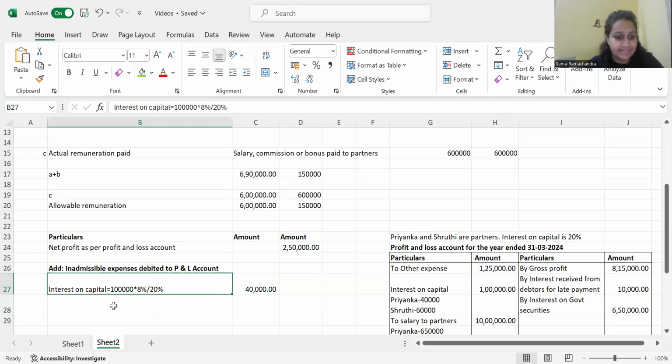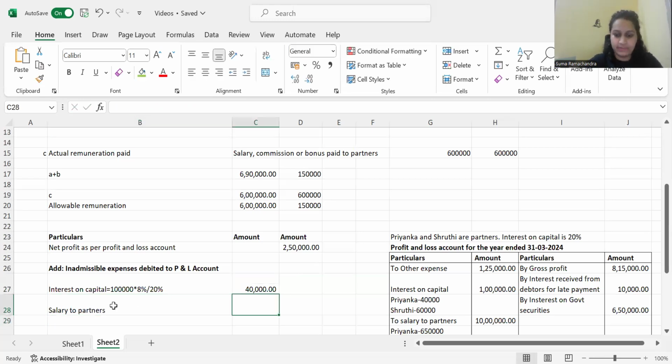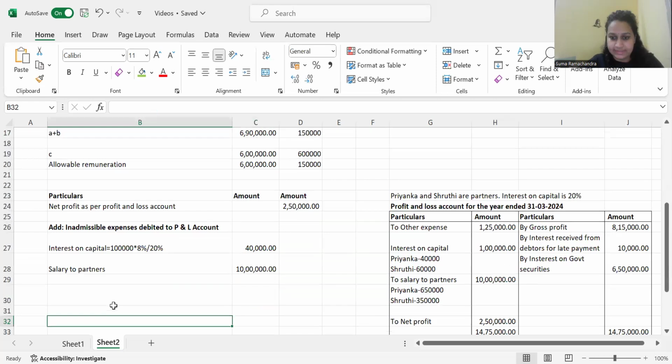After this, there is salary to partners. I'm going to take that amount as well. Salary to partners. How much is the amount? Amount is rupees 10 lakh. Let me directly take it from here. Okay, 10 lakh is done. Then I don't have any other item in my debit side.